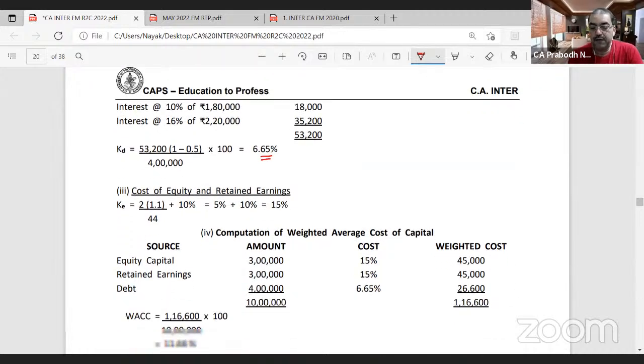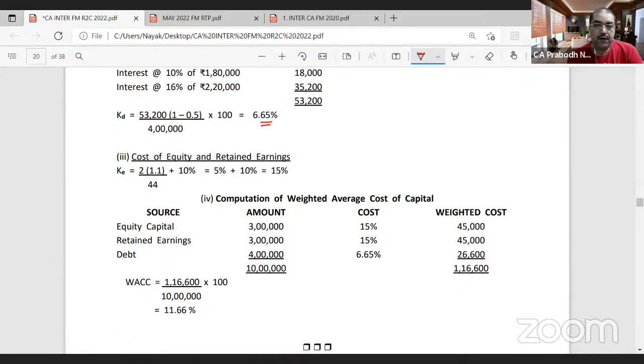Once you get this, your WACC calculation table: source, amount, cost, and weighted cost. Equity capital 3 lakhs, retained earnings 3 lakhs, debt amount 4 lakhs. Cost you have already calculated. Nothing is given for retained earnings, so I assume that cost of retained earnings is equal to cost of equity.